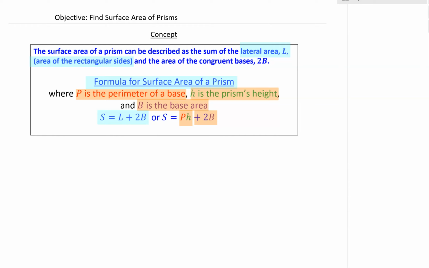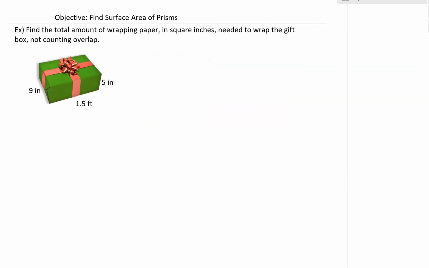All right, so now we're going to take a look at a second example. So here we're looking at finding the total amount of wrapping paper, what we actually did for the triangular prism in the first example. Here, though, it specifies that we are to find the amount of wrapping paper in square inches, and we're not doing overlap again to keep it simple. But with the square inches, we are looking at making sure our units are in inches first before we do that. And not all of our measurements are in inches.